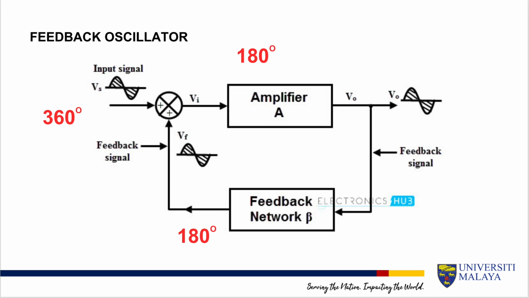You can see that these two waves are 180 degrees apart. Now the feedback network also provides another phase shift, which is 180. So what happens is that it's going to be in phase with the original output signal, and this leads to sustained oscillation. We add these two angles, 180 plus 180 equals 360 degrees, and so Vf, the feedback voltage, will be in phase with the input voltage.